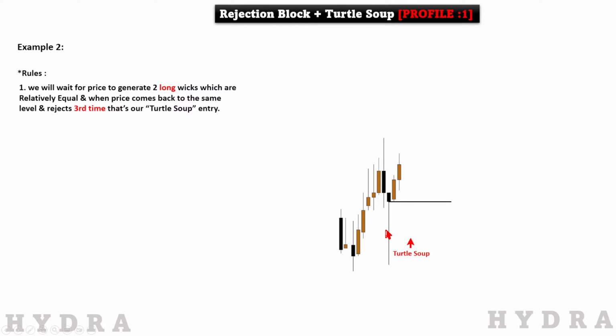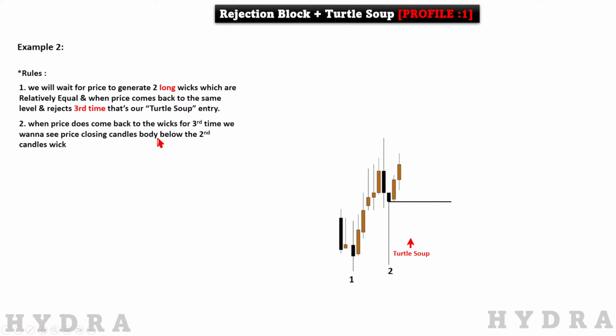So this wick got generated when price retested the first wick. Okay, now is it getting clear? When we have our first wick, we want to see the second long wick retesting the first wick. We are not doing anything here, so we identified our levels. Our second rule is when price does come back to the wicks for the third time, we want to see price closing a candle's body below the second candle wick. So we want to see price coming down here and closing a candle's body here, okay.